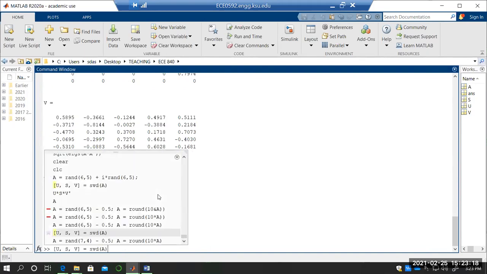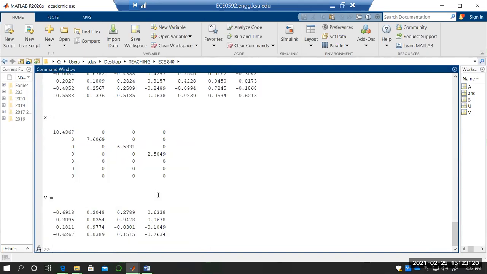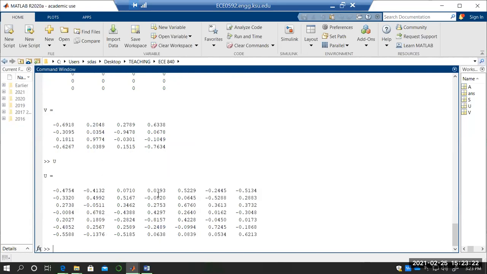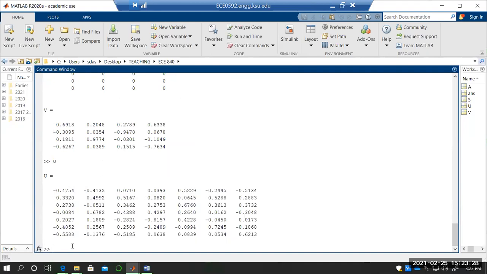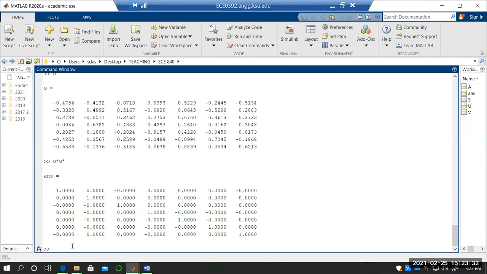Okay, and then U, so this is a square matrix. And U is unitary, right? U star U transpose should give me the identity matrix. This is the identity matrix. And U transpose star U should also be the identity matrix, correct? Because U is a unitary matrix.